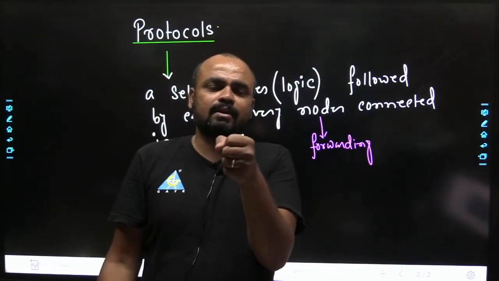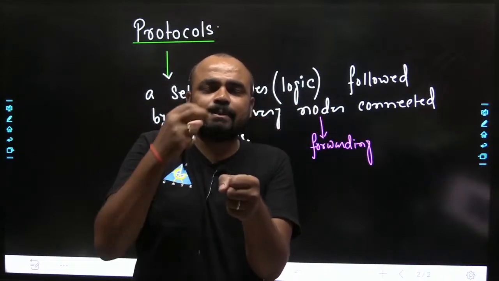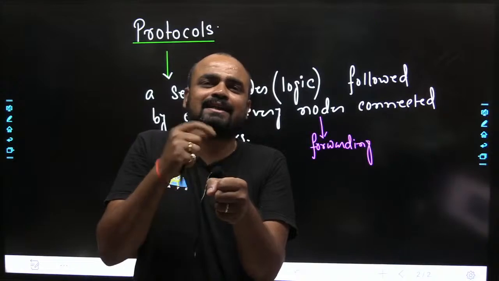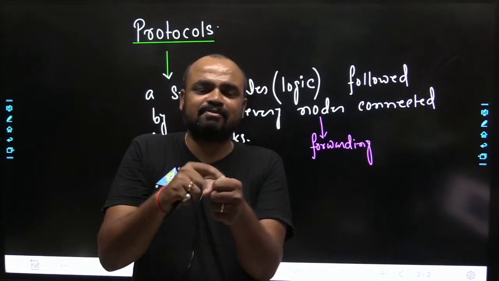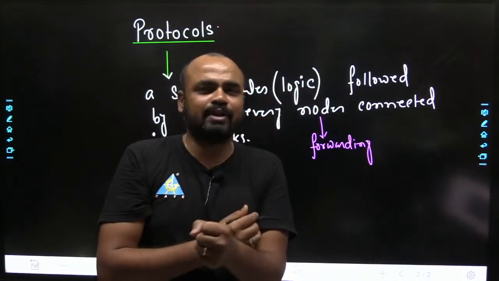So suppose from this device, there are three outgoing links. Depending upon some parameter written inside the packet, it will take a decision from which interface this packet has to be forwarded. Are you getting my point?